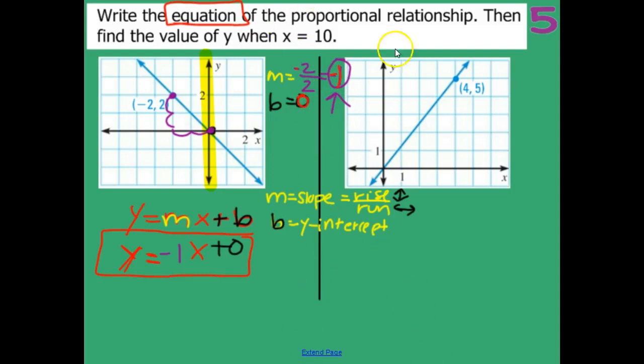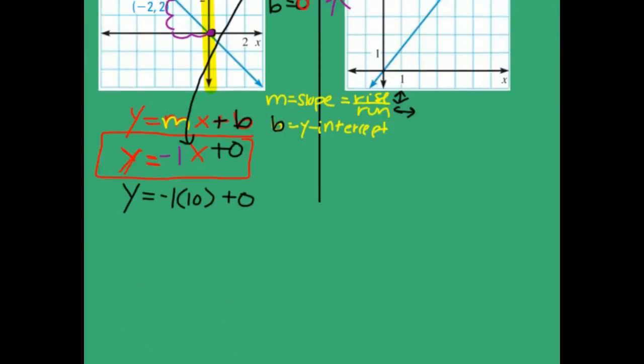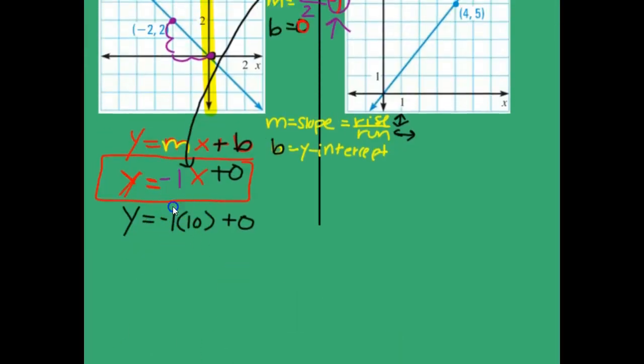The second part just says, now find the value of y. So what is y when x is 10? We're just going to take the 10 and plug it in for x, because it says when x is 10. So I'm just going to rewrite this equation: y equals -1, but we're multiplying by x, which is really a 10, and then plus 0. Well, we know -1 times 10 is just -10. So -10 plus 0 is still -10.